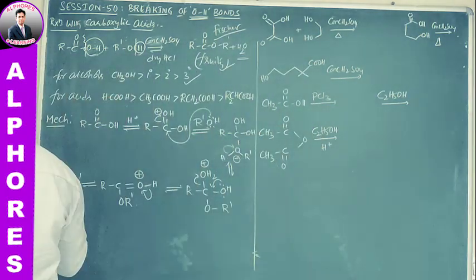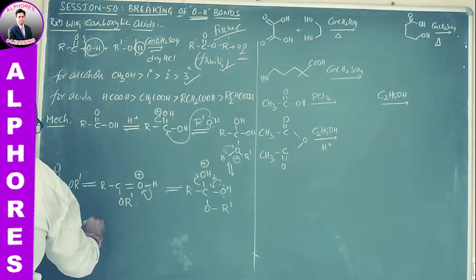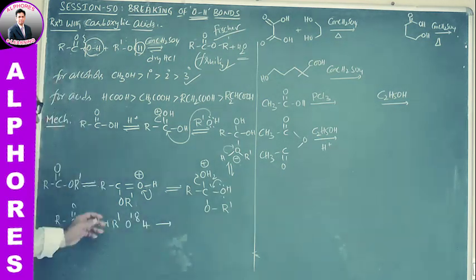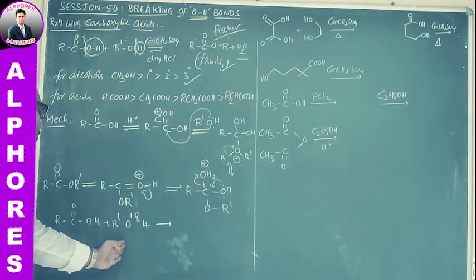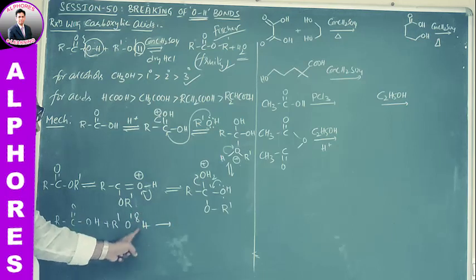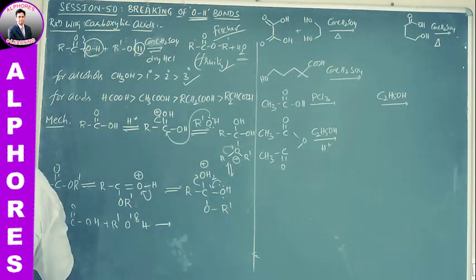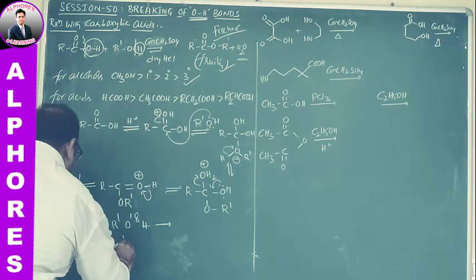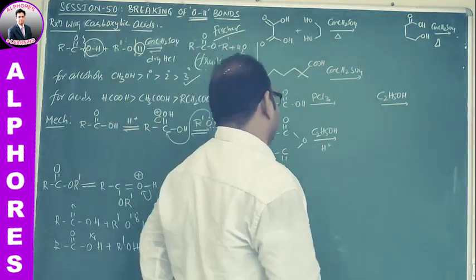Now we confirm this by keeping the O18 isotope. Here I am going to keep RC double bond OH plus R dash O18H. So when we use R dash O18H, where does this O18 go? For example, if the R dash O bond is going to break, then obviously this O18 will come in water. Whereas if the OH bond is going to break, this O18 will appear in the ester. Check out the mechanism by keeping O18 here, and one more, RC double bond O O18H and R dash OH, in both reactions in acid medium, how they are going to proceed.